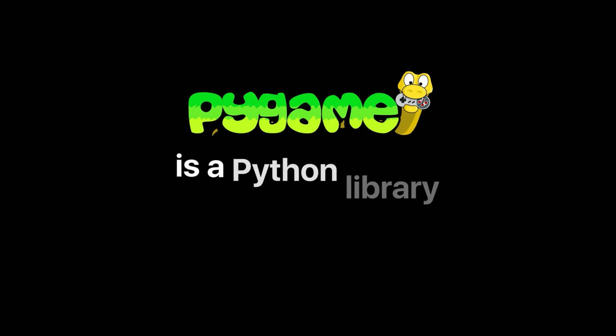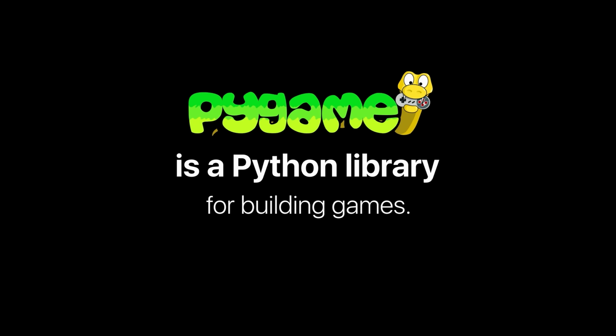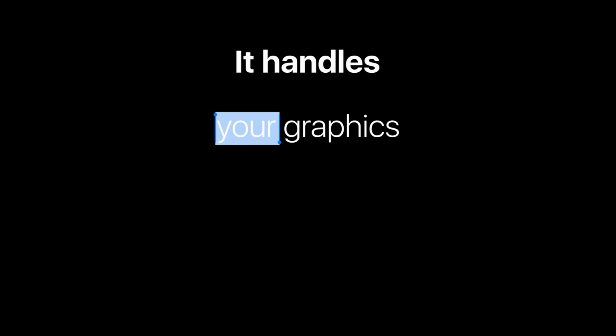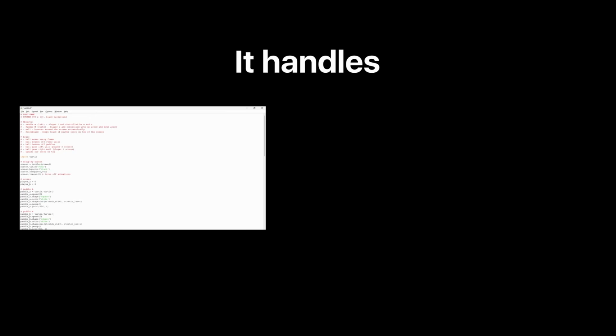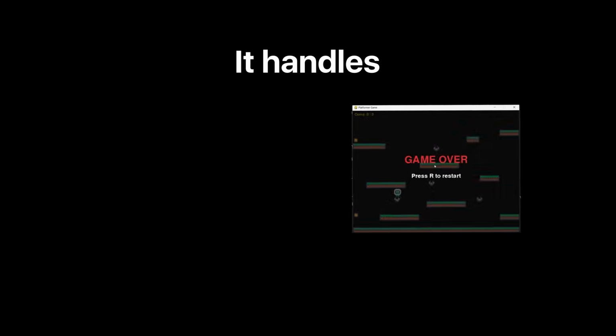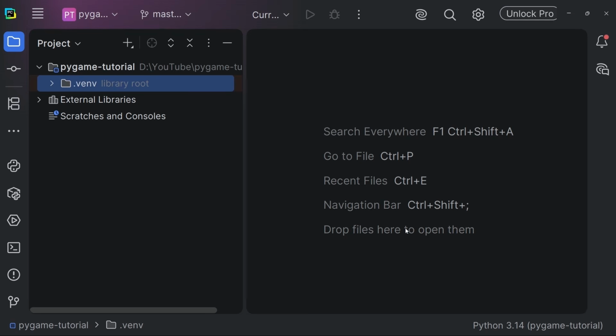Pygame is a Python library for building games. It handles your window, your graphics, your input, your sound, and everything you need to go from a blank file to something that you can play. And it is simpler than you think. In this video, we're building a platformer from scratch. No prior game development experience needed. Just basic Python.